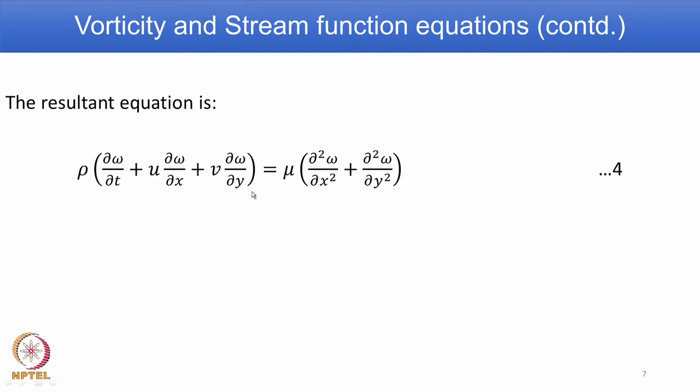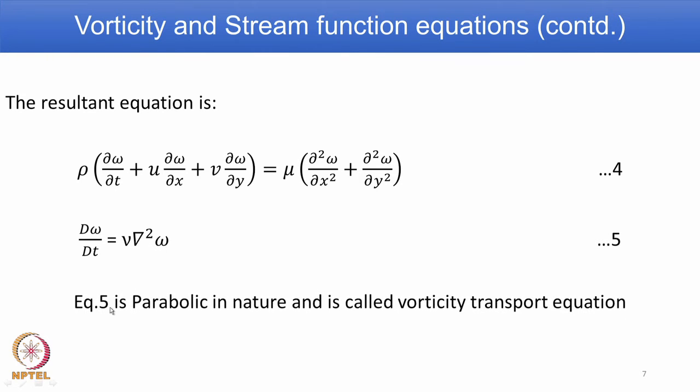Now, we rewrite this equation taking the definition of total derivative, which is capital D by dt of omega, and on the right hand side mu into del squared omega. So, equation 5 is actually parabolic in nature. We are going to talk about solution or equation classification a few slides down the line. So, right now we just take that this is a parabolic equation, and equation 5 is called the vorticity transport equation.